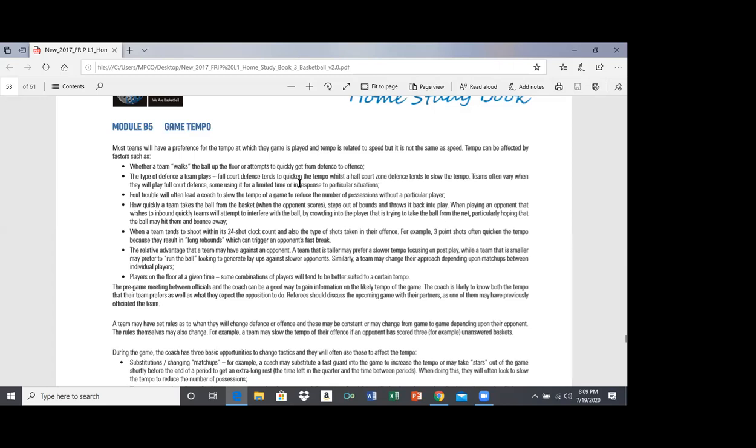The next area is when a team tends to shoot within its 24-second count, and also the type of shot taken in their offense. Of course, if you have 21 or 22 seconds to shoot the ball, or 18 or 20 seconds, that means you only have a few more seconds to shoot the ball. In that case, the tempo of the game will change, and in most cases, it will speed up. For example, 3-point shots often quicken the tempo because they result in long rebounds, which can trigger an opponent's fast break.